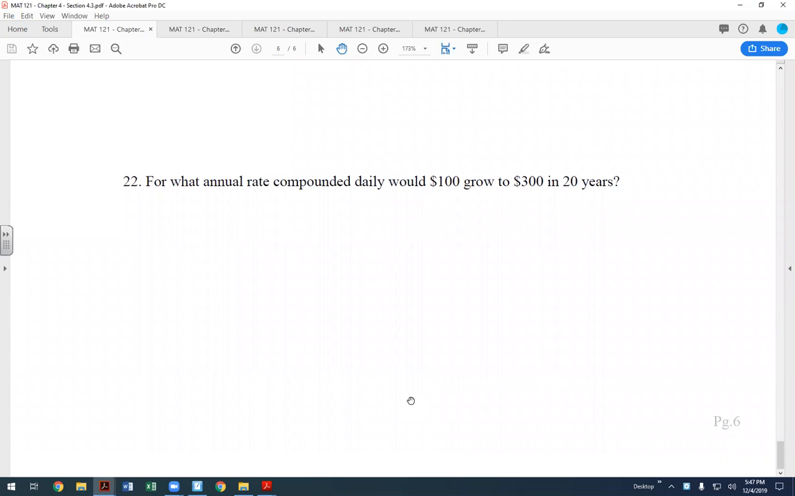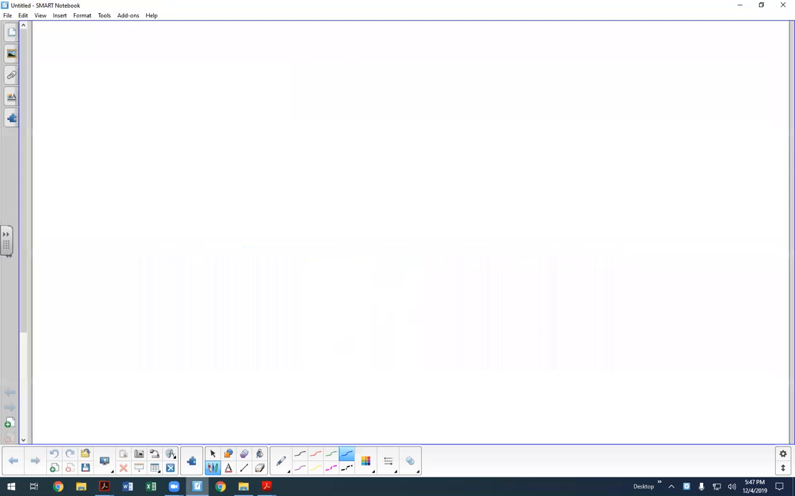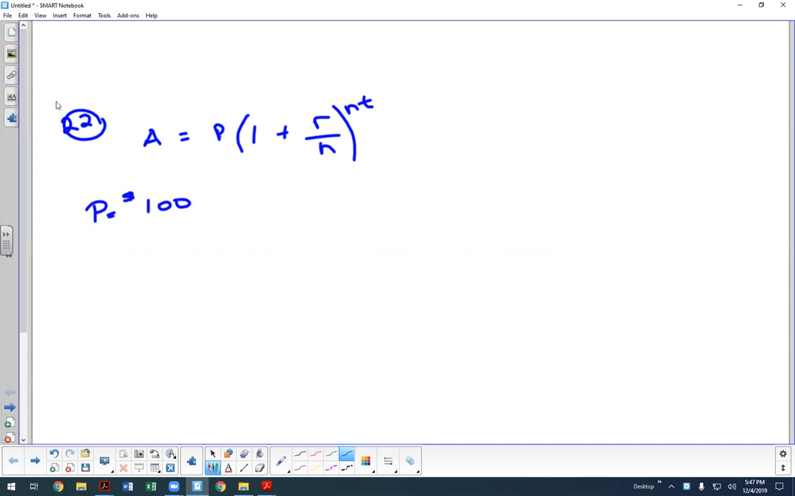So for what annual rate... since they're talking about compounding this amount daily, that means we're again looking at the formula with n in it. So they're telling us we are starting out with $100. It's growing to $300. We don't know what our rate of interest is. They're telling us it's compounded daily, so that's your n equals 365.